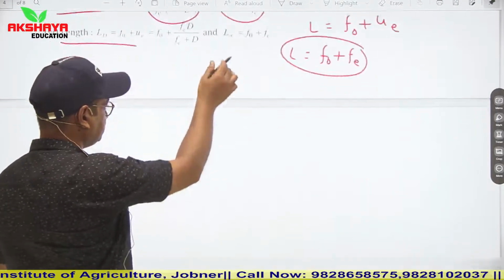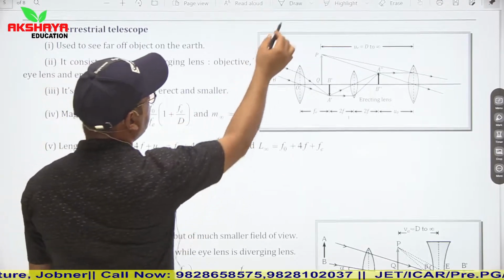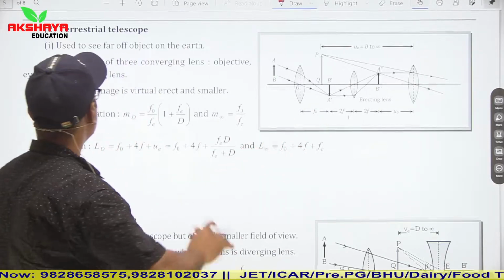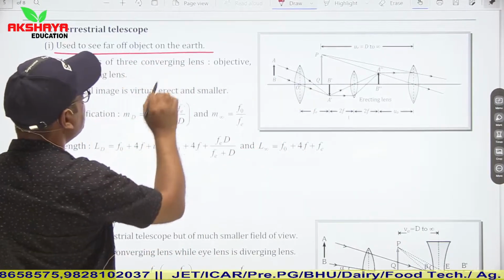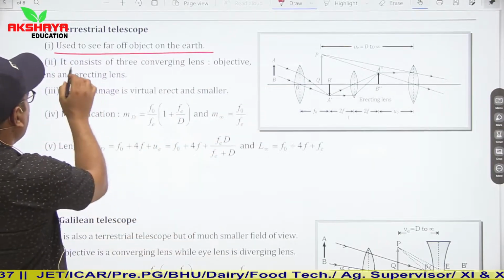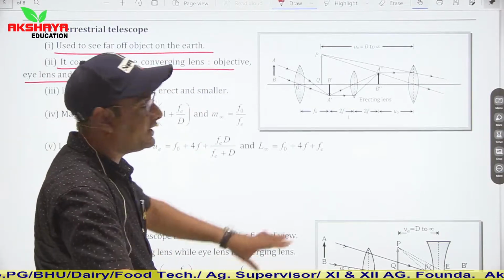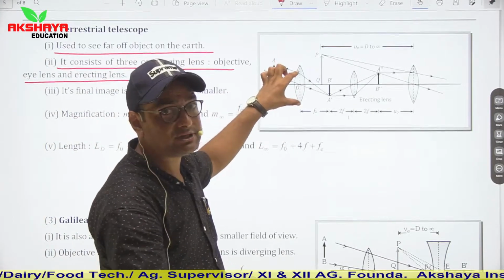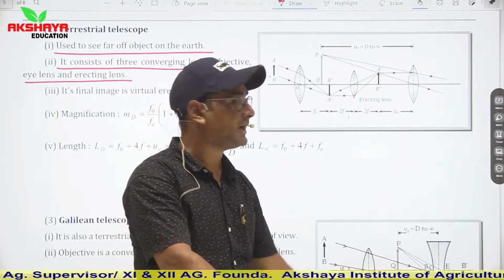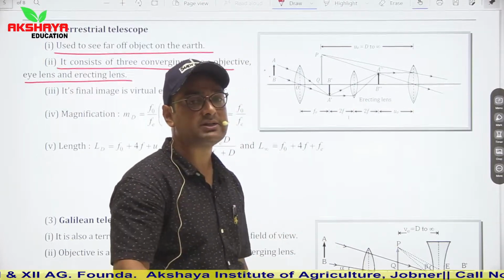Now see the terrestrial telescope. In a terrestrial telescope generally three lenses are used. It is used to see far off objects on the earth. It consists of three converging lenses: objective, eye lens and erecting lens. The lens placed nearby the object is known as the objective, the one placed nearby the observer's eye is known as the eyepiece, and the third lens placed in between them is known as the erecting lens.